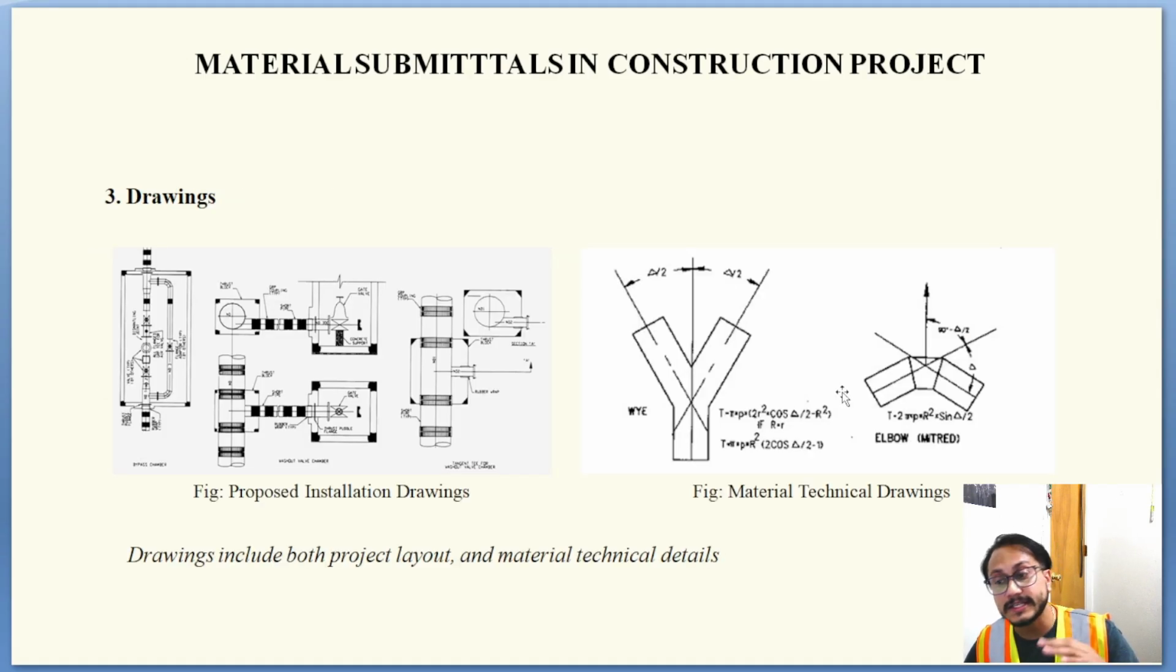The third one is the drawings. There will be two types of drawings to be included in the material submittals. One will be the purpose installation drawing, meaning the types of drawing you are going to do: the layout, sections, top view, very different types of drawing in the project. The next one is the technical drawings from your material, so how it was manufactured; that information has to be included in the form of drawings.